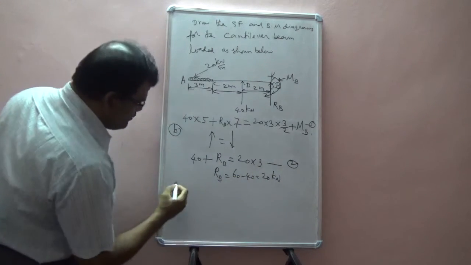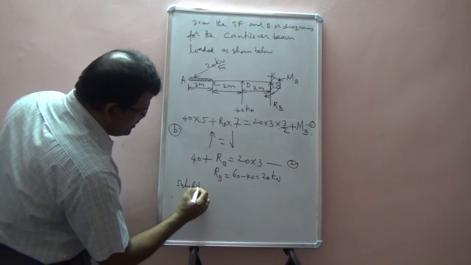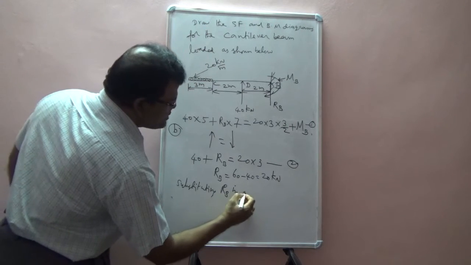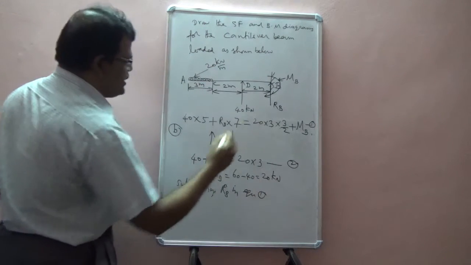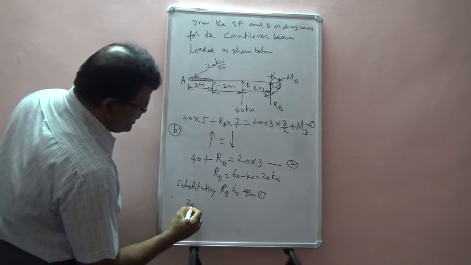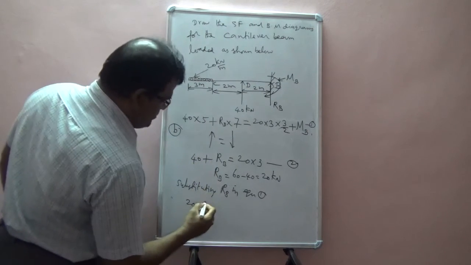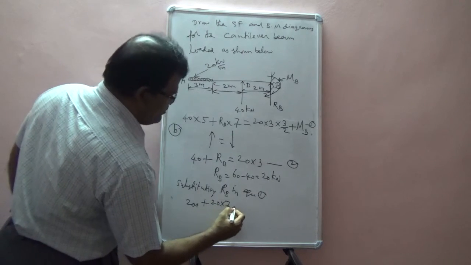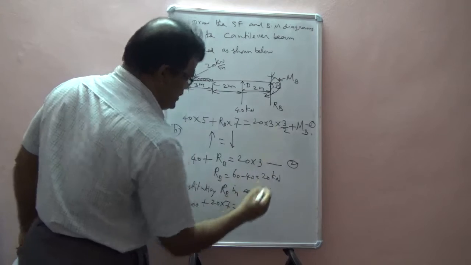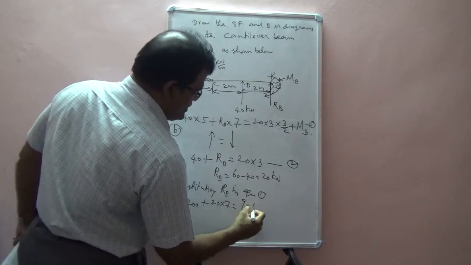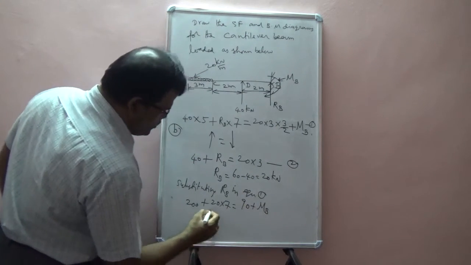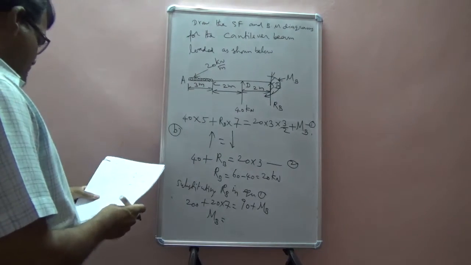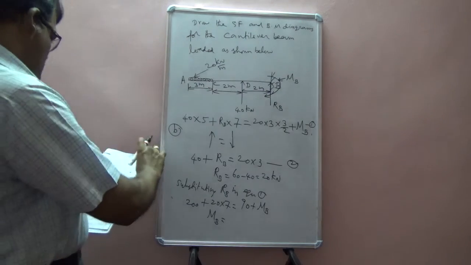So substituting RB in equation 1, we get 200 plus RB, 20 multiplied by 7, will be equal to 90 plus MB. So therefore MB, if you calculate, MB will be equal to, let me see the value.